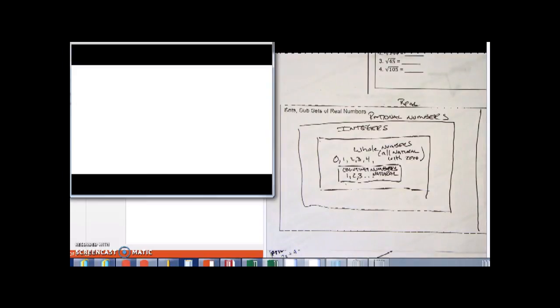Question. As high as you want to go. Same thing. As high as you want to go. I think when we get to integers, it'll make more sense. Yes, Lena. All whole numbers and their opposites. So it's all positive and negative whole numbers with 0.